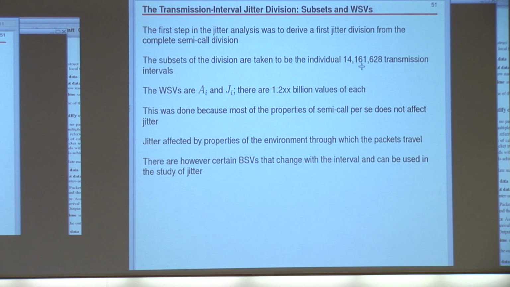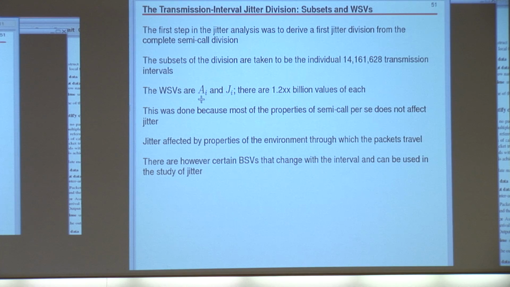So for that reason, we're going to create a new division where the subsets are the arrival times and some other things. It's a division by transmission interval. And now we have 14 million subsets, because if you take all the calls and count the number of transmission intervals, it's 14 million. The between-subset variables are the arrival time of each jitter value.